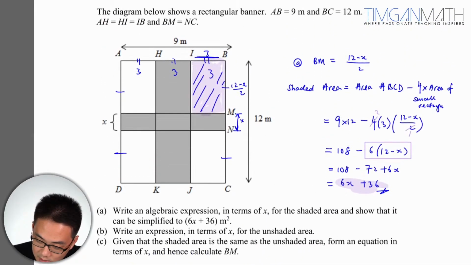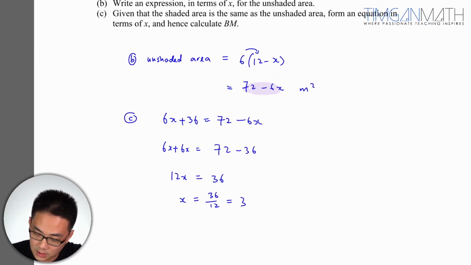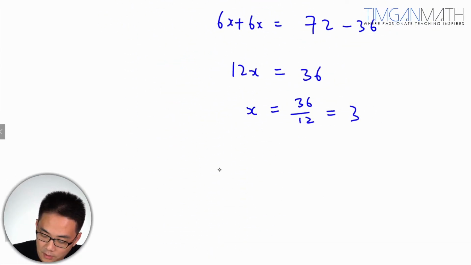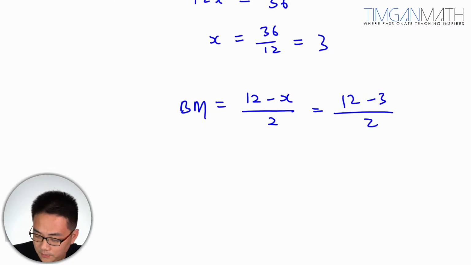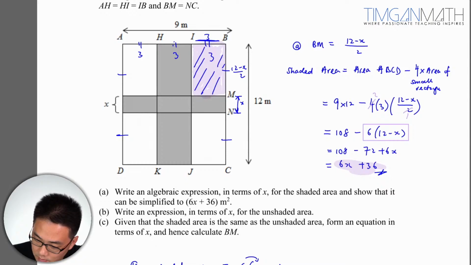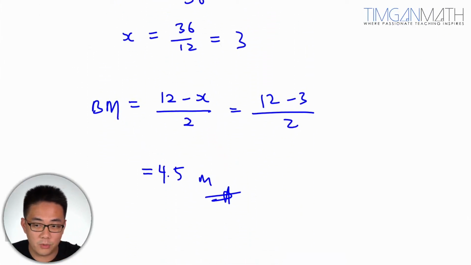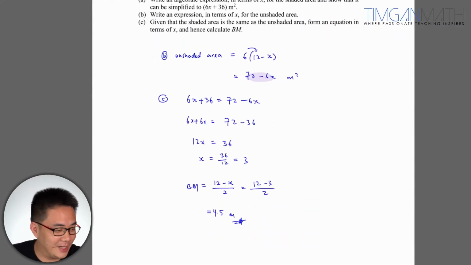Is it 3 meters? Yeah. So calculate the length of BM. You need to find BM. BM is 12 minus x over 2. So this is 12 minus 3 over 2, which is actually 4.5. Is it in meters? Okay, great. So this is how you do this question proficiently. Any question or comments, please do let us know. Keep practicing and I'll see you in the next question.